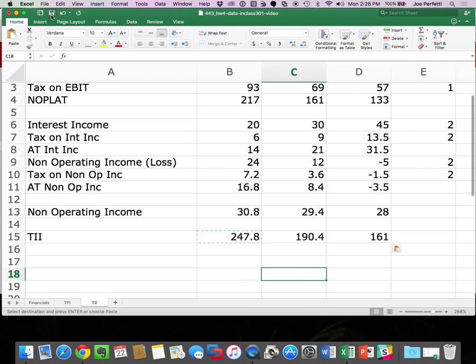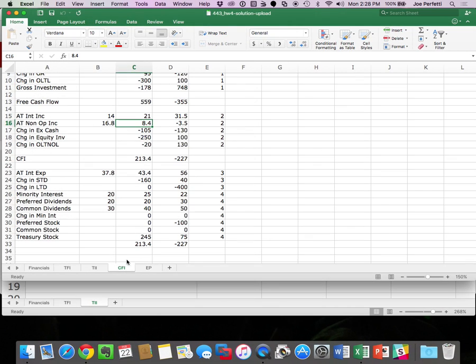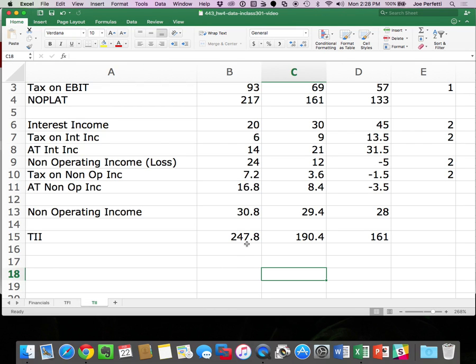Okay. So you'll notice on the solution, for TII, I did it in a little different way. I just gave you the 247.8. So I had the same answer, but I didn't sum up these non-operating items. Here in class, I did because I thought it was more helpful to the previous sections to see that that's actually what's happening here.